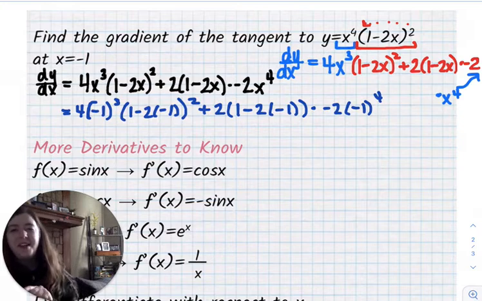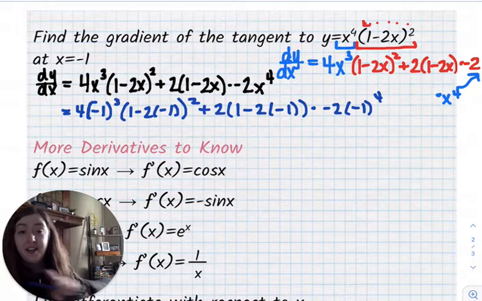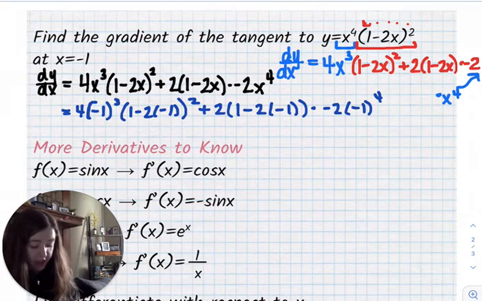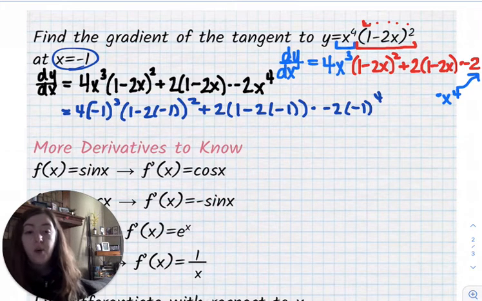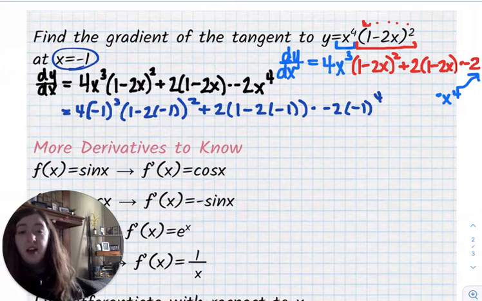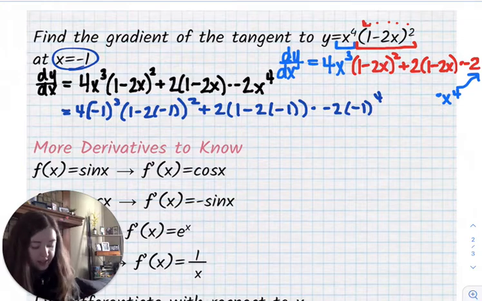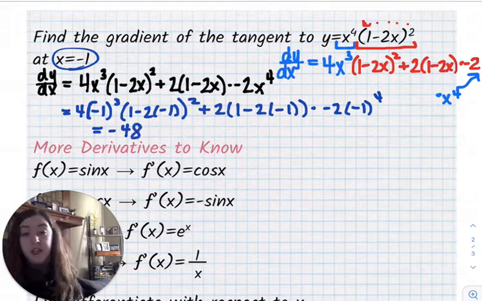Okay, so I went ahead and rewrote that derivative that we just found there in the black. And then, since we are trying to find the gradient of the tangent to that function at x equals -1, I went ahead and plugged in -1 for x right below that. Now, I plugged it into my calculator because, woo doggy, that's a whole lot. I ended up getting -48. That's what I had in my notes. I double checked it. I'm pretty sure it's -48. If you get something else and you double check it, let me know.